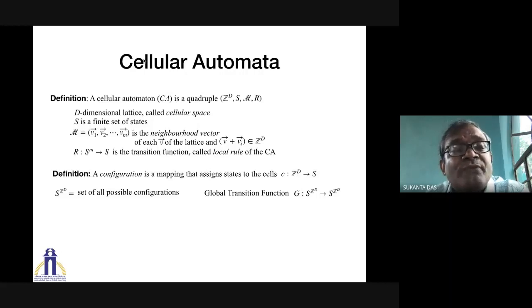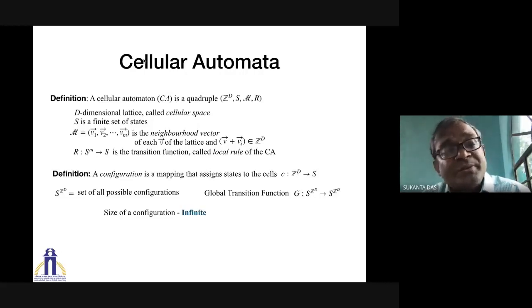So up to this we have discussed. Now let us concentrate on the configurations. A configuration is a mapping and assignment, and we have Z to the power D number of cells, so an infinite number of cells. So the size of a configuration is always infinite, right? Because Z to the power D itself is infinite.